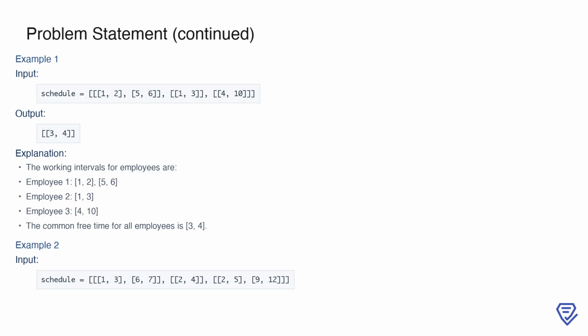To find the common free time, we need to identify the intervals during which none of the employees are working. In this case, the result is 3, 4. This means that the only shared free time across all 3 employees is between time 3 and time 4. The explanation highlights how we derive this by understanding the overlapping intervals and determining when no one is working.